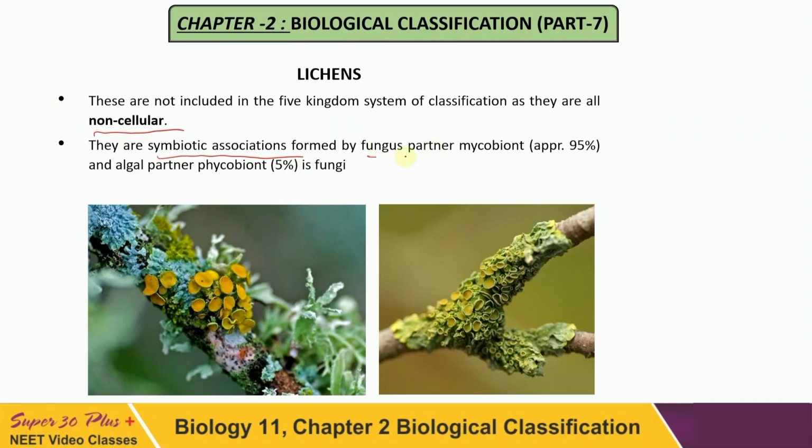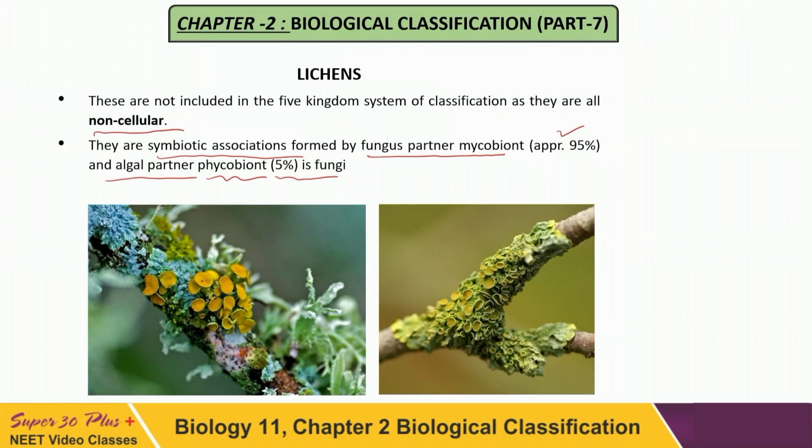One is the fungal partner, known as mycobiont, which makes about 95%, and the other partner is the algal partner, the green partner, phycobiont, which makes about 5% of the lichens. You are seeing some beautiful slides of lichens. Usually lichens are found on tree trunks. You are seeing different types of lichens.